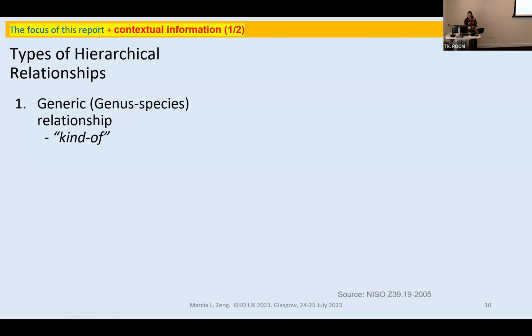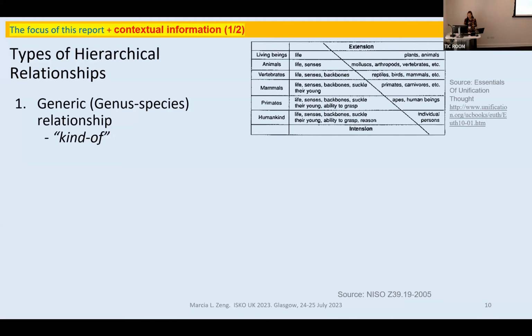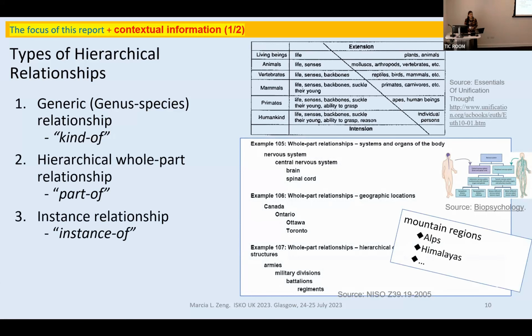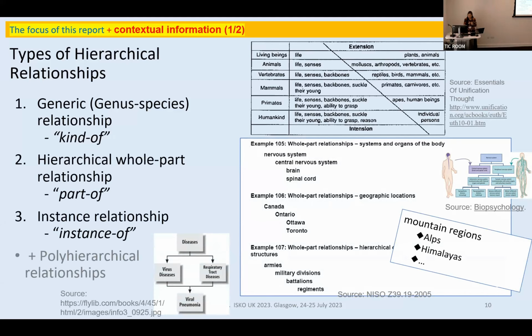There are two things additionally I want to bring in. First, the types of hierarchical relations: not just genus-species relationships, kind of, but also part-of relationships and instance relationships. So these are the three basic hierarchical relationships. Meanwhile, we also see a lot of polyhierarchical relationships. This is one piece of contextual information I want to bring in.